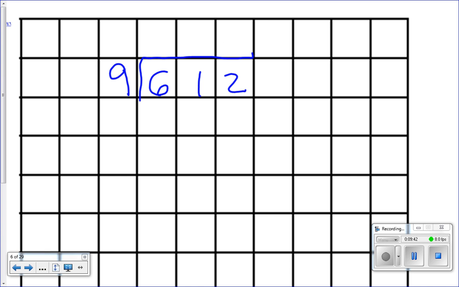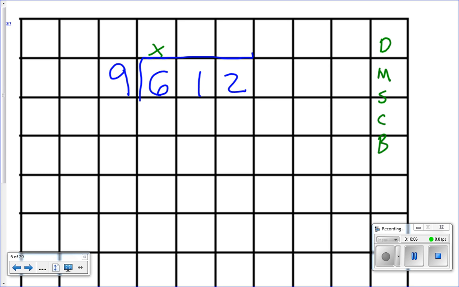612 divided by 9. Let's check it out. No problem is scary if you know the steps. Does McDonald's sell cheeseburgers? Can 9 go into 6? No, that'd be 6/9, not a whole number. Can it go into 61? It can, but now let's try to figure out how many times it can.